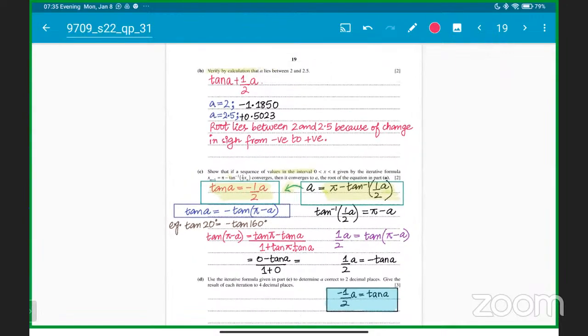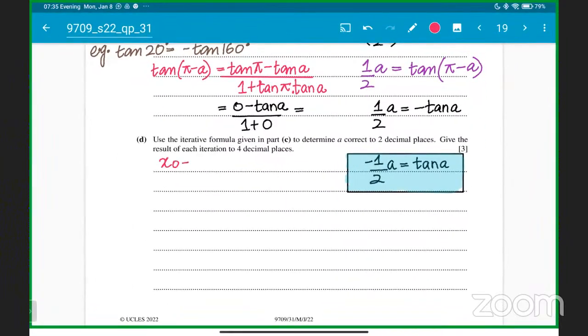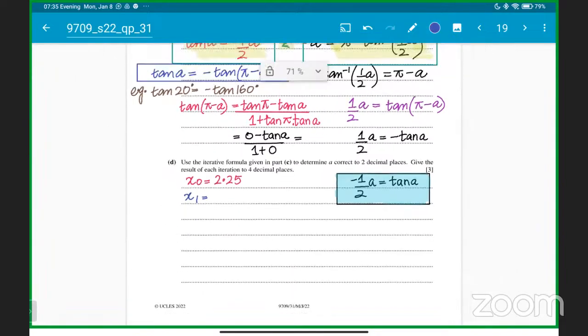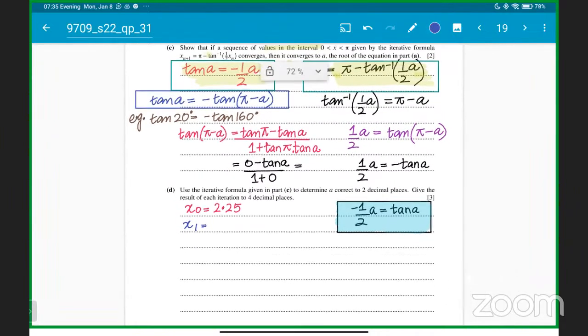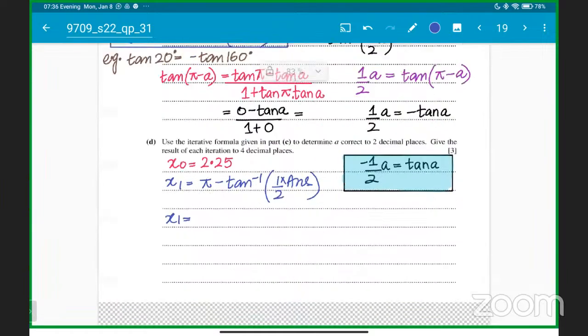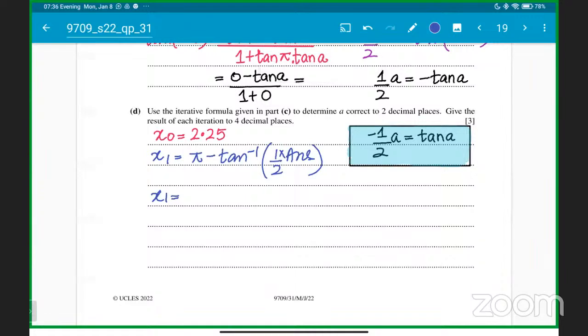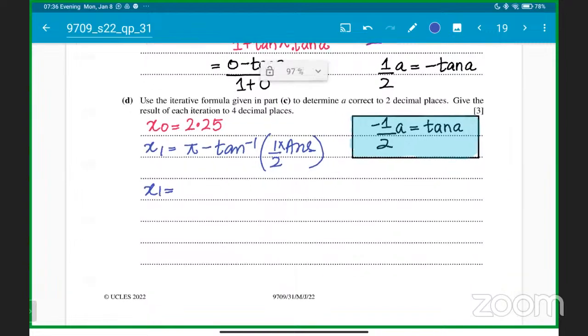What were the values? 2 and 2.5. So our first value will be the midpoint of 2 and 2.5. So I'll start with 2.25, right, students? We're going to start with 2.25. Just put it in the calculator. X1 is equal to pi minus tan inverse of half times the answer. So X1 will be pi minus tan inverse of half times 2.25. And I'm getting the first value as 2.2974, always to 4 decimal places.